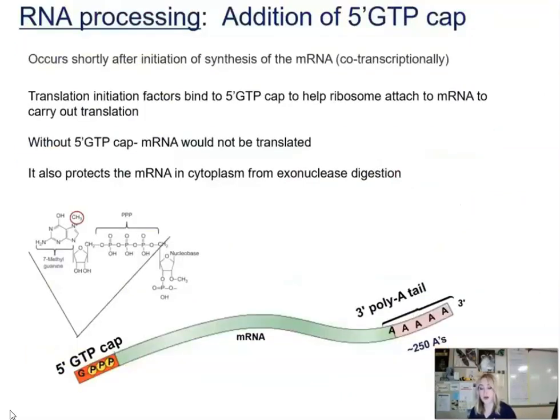So addition of the 5' GTP cap occurs shortly after the initiation of synthesis of mRNA, so it's basically a co-transcriptional process. The GTP cap is at the 5' end, and you can see it has 3 phosphate groups, and this guanine is actually methylated here. The reason we need that is this cap is going to be necessary for translation, so that ribosomes can attach to mRNA and carry out translation. In other words, without this cap, translation is not going to occur.